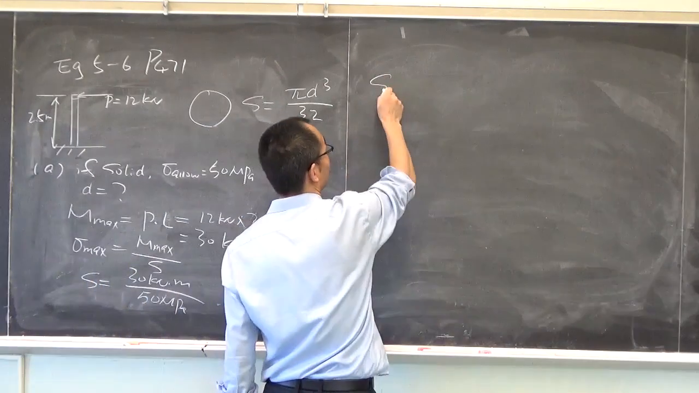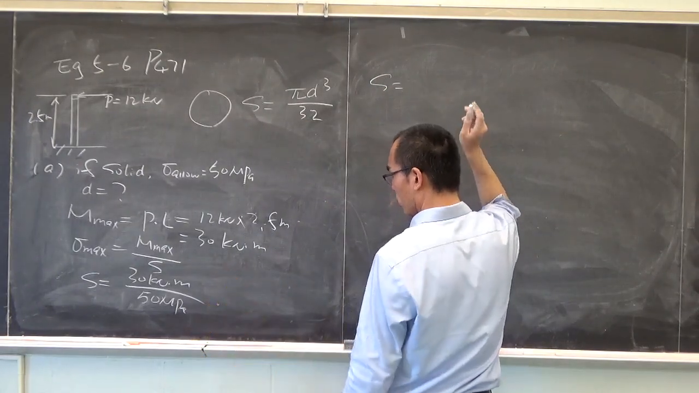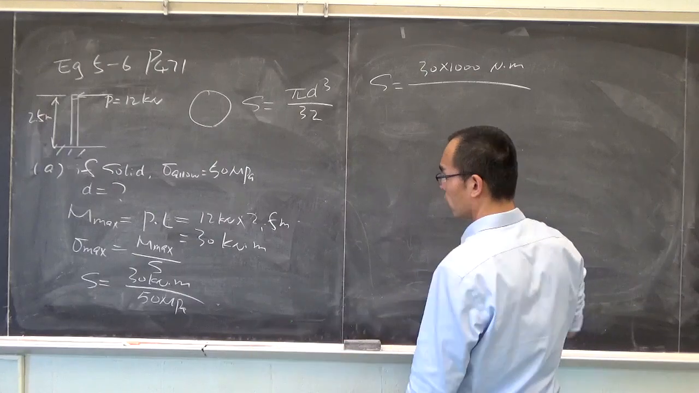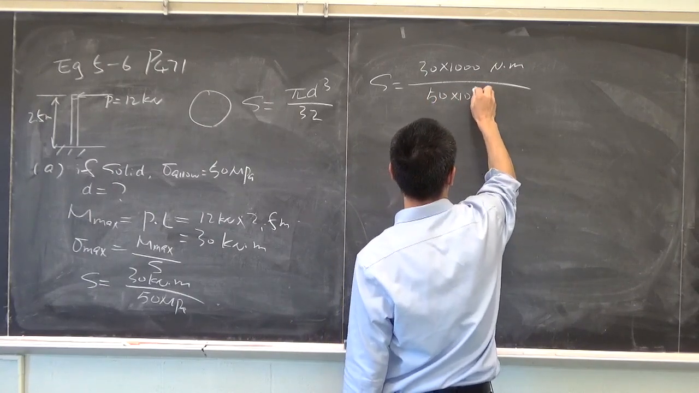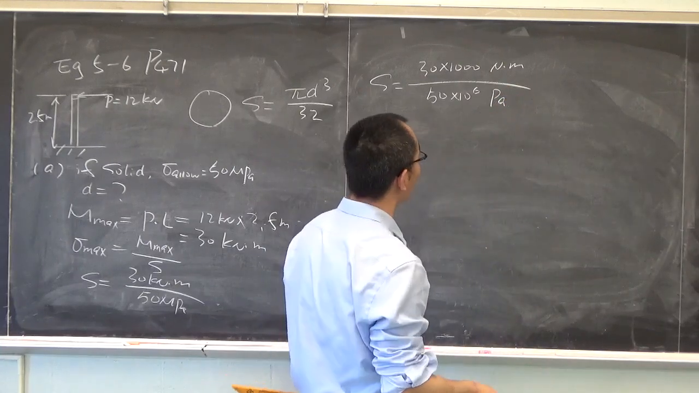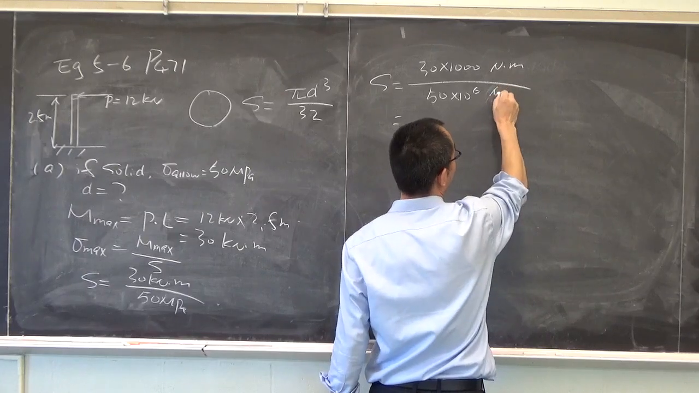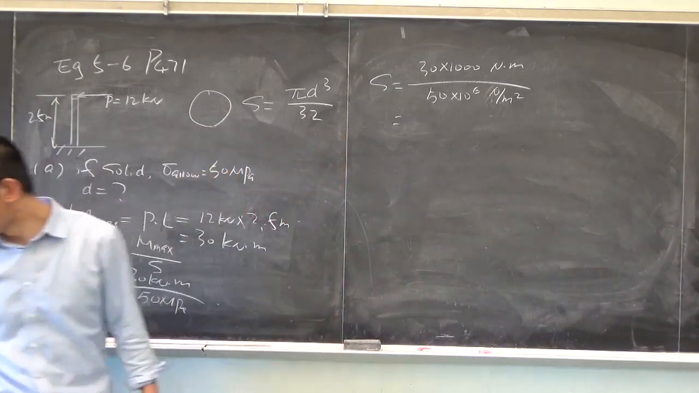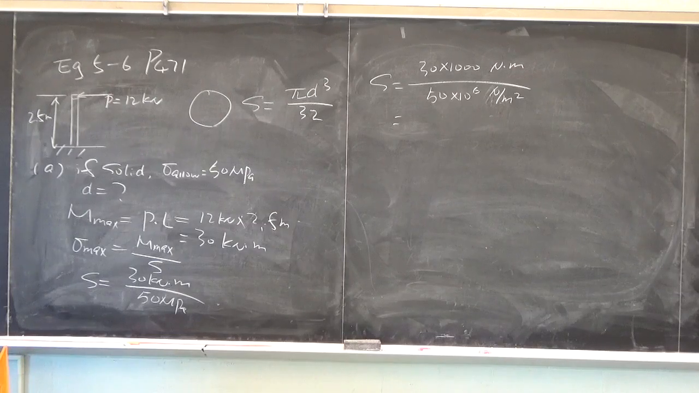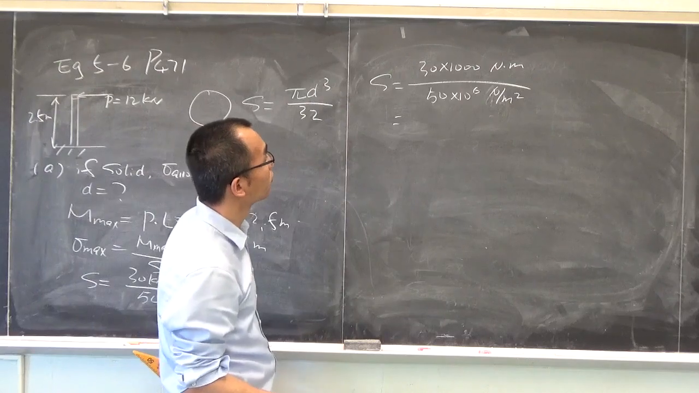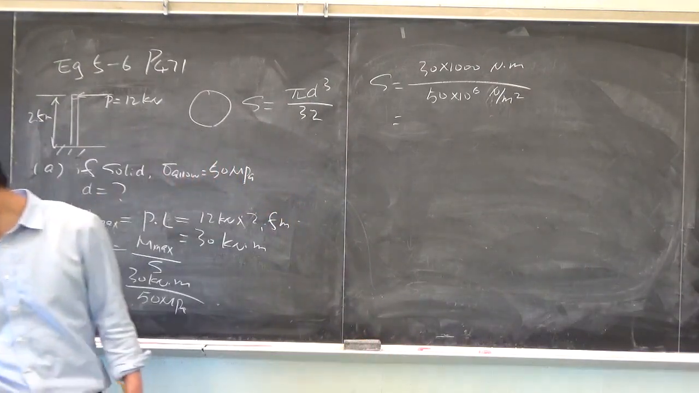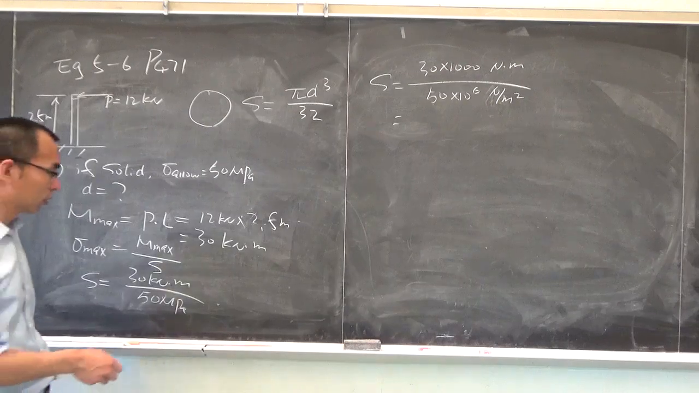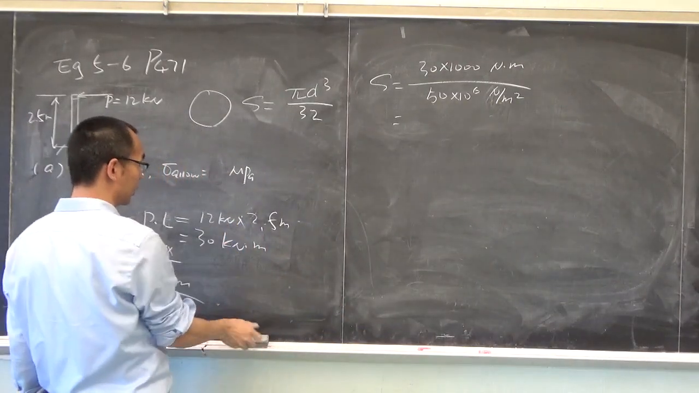We have the units, so we can convert now. Okay, so for the section modulus, we convert the kilonewton to newton, right? So 30 multiplied by 1,000 newton meters, divided by 50 megapascals converted to pascals, right? So pascal means newton per square meter, right? So now this one will be what? The allowable stress is 50, okay.